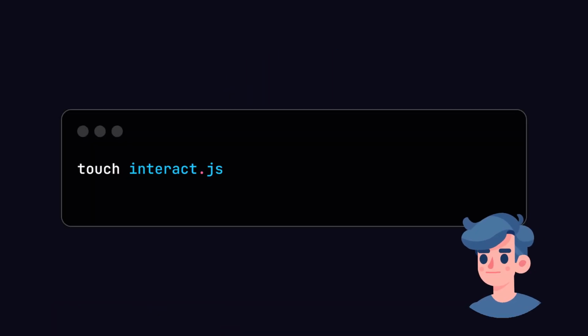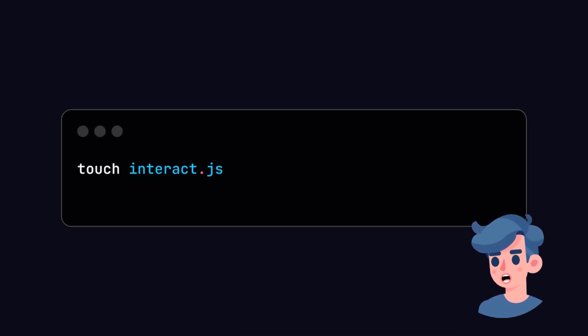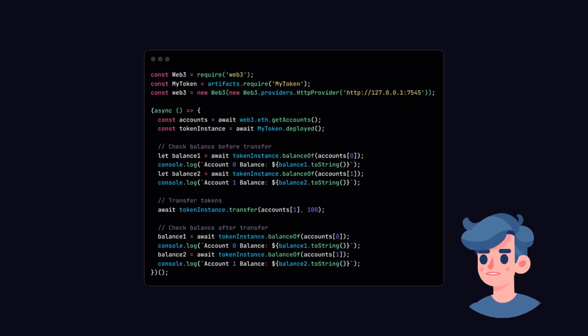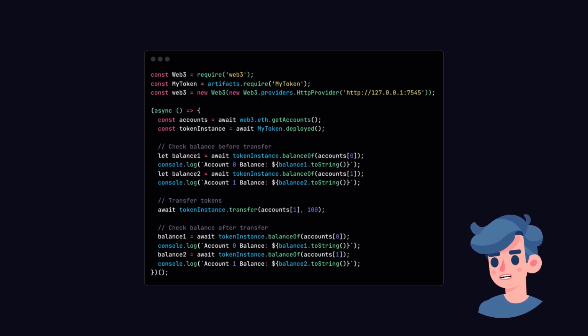To interact with our deployed token, we can create a simple JavaScript script using the Truffle framework. Create a new file called interact.js. Open the interact.js file and start writing the code to interact with your token. Here's a simple example to transfer tokens from one account to another.